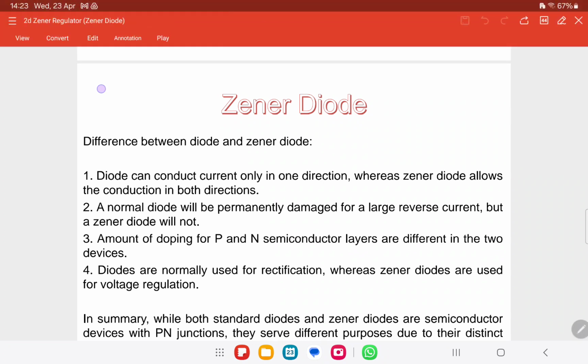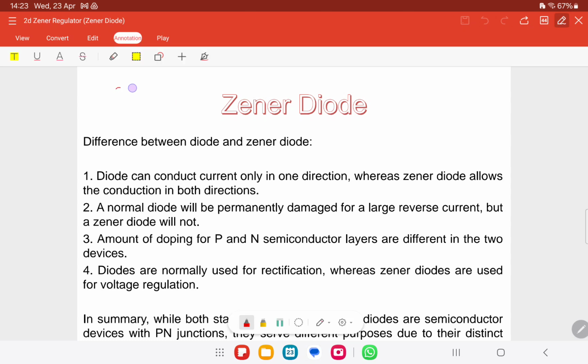Okay, for the normal diode, the symbol is like this. The normal diode can conduct current only in one direction, for forward bias. Okay, what will happen in reverse bias? I equals 0. Yes, open circuit, so it cannot operate.